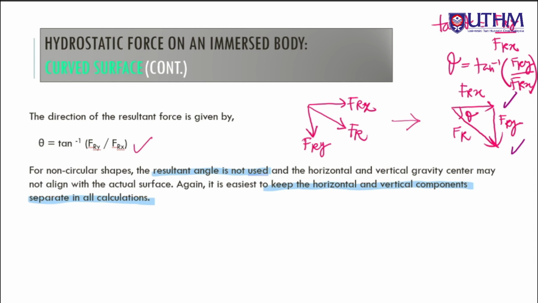However, for a non-circular shape, yang ni only curved surface for a circular shape. So for a non-circular shape, the resultant angle is not used, and kita tak guna resultant angle, and the horizontal and vertical center of gravity pun may not be aligned with the actual surface. And again, untuk kita selesaikan masalah berkaitan curved surface, it is easiest if we keep the horizontal and vertical components in a separate calculation. Actually to be in detail, tadi kan lebih kepada Y dengan X component.